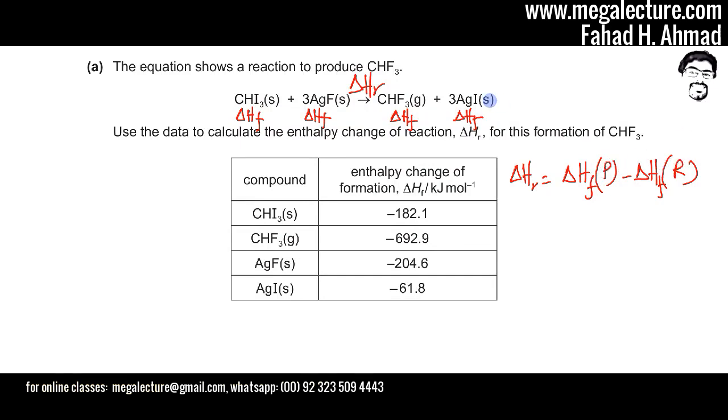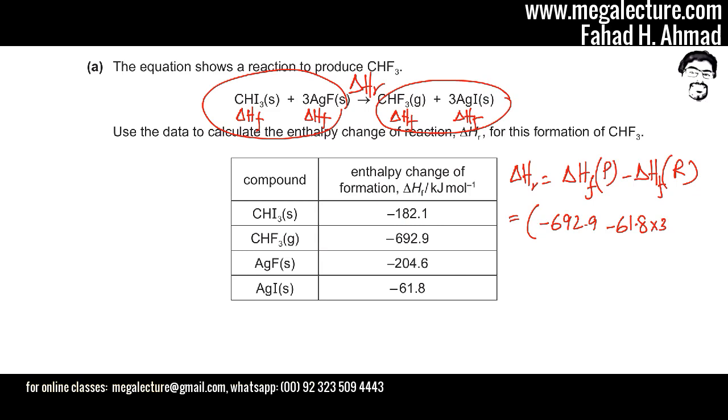So I'm going to sum up the enthalpies of formation of my products and subtract the enthalpy of formation of my reactants, and in that way I would be able to figure out the enthalpy of that particular reaction. So this is what we are going to do. Our enthalpy of reaction is going to be: my first product is CHF3, which is given as minus 692.9. The other product is AgI, which is over here, minus 61.8. I need to multiply that by 3 because in the equation, in the products, there are 3 AgIs.